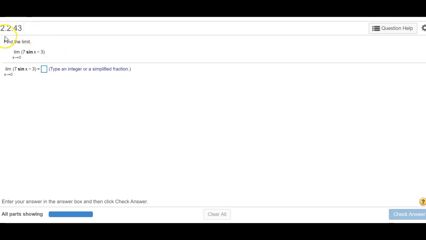Alright guys, let's look at a limit involving a trig function. So we've got the sine function. We're looking at the limit as x goes to 0 of 7 times the sine of x, minus 3.